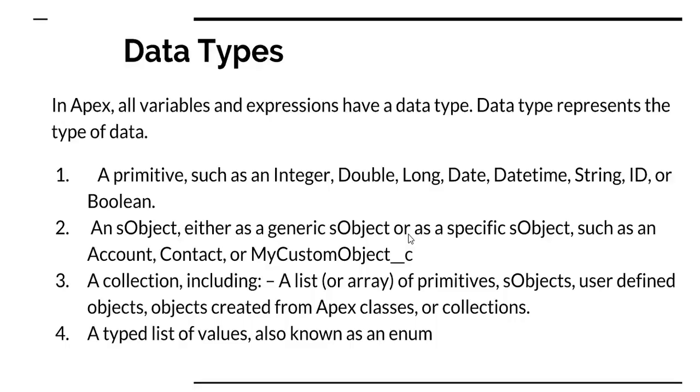So a data type can be integer, long, date, datetime, string, ID, or a boolean. A data type can be an object, like a Salesforce standard object such as account or contact, or it can be a custom object, let's say positions__c. It can be a collection. If you want to store a list of student names, or how many marks a particular student got in different subjects, so you want to store a list of values, then you will use something called an enum. So these are the different data types that are available in Apex.